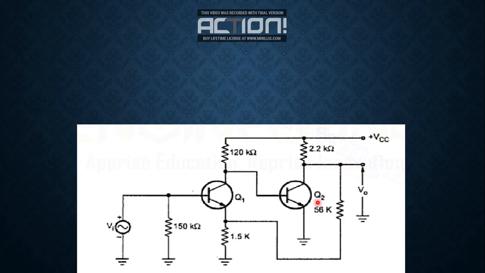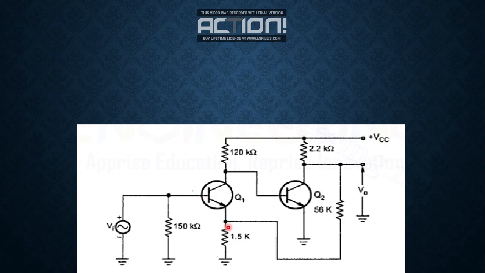Now let's see whether it is series or shunt. Now this is the most important thing. The feedback element is connected to the input side, but it's not directly connected, it is indirectly connected. How? This is the feedback element. This feedback element is connected here.